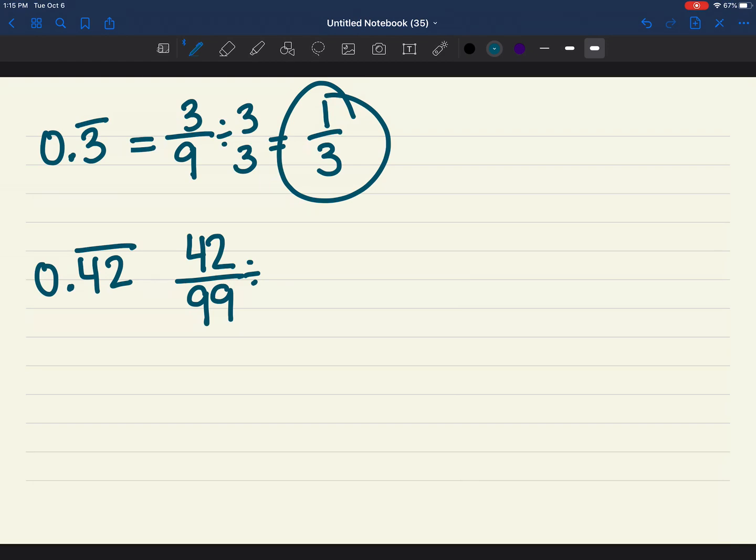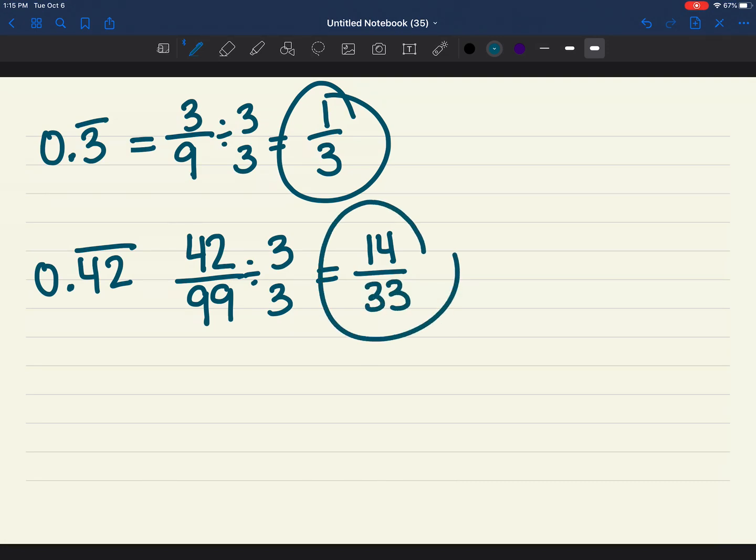Now, can I simplify 42 over 99? Yes, I can. Both are divisible by 3, right? 42 divided by 3 would give you 14. 99 divided by 3 would give you 33. Okay, last one, and then I'm going to let you get started on your work.